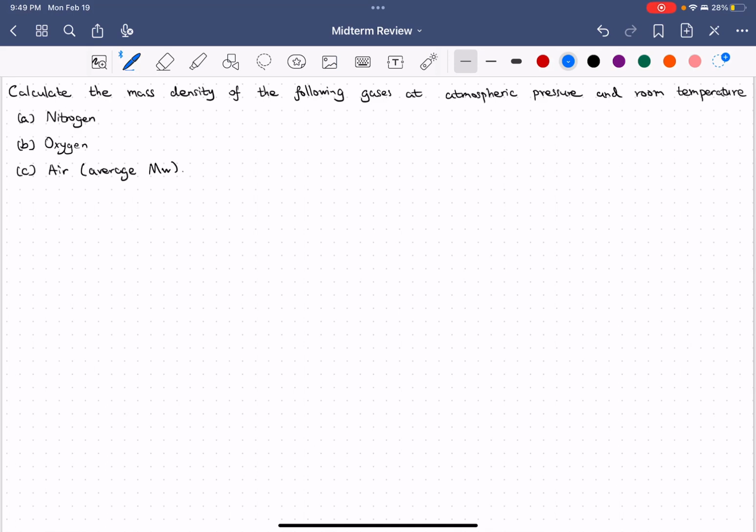Let's calculate the mass density of the following gases at atmospheric pressure and room temperature. Before we start calculating, let's derive an equation relating the ideal gas law to the mass density rho. We have the ideal gas equation, PV equals nRT, and we know that n equals the total mass divided by the molecular weight of the gas molecules.